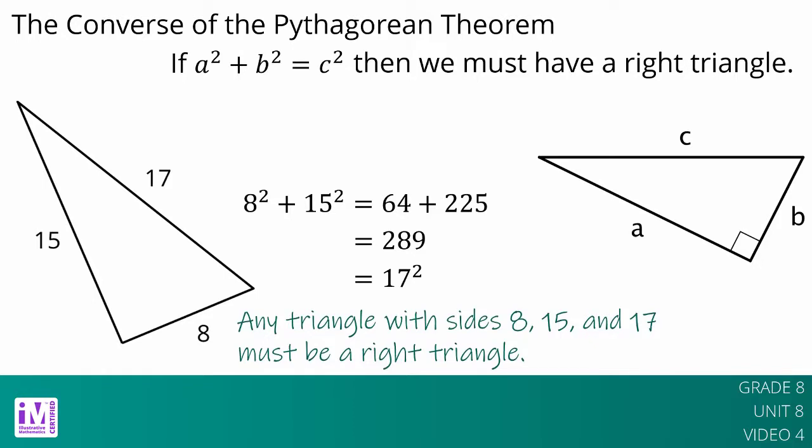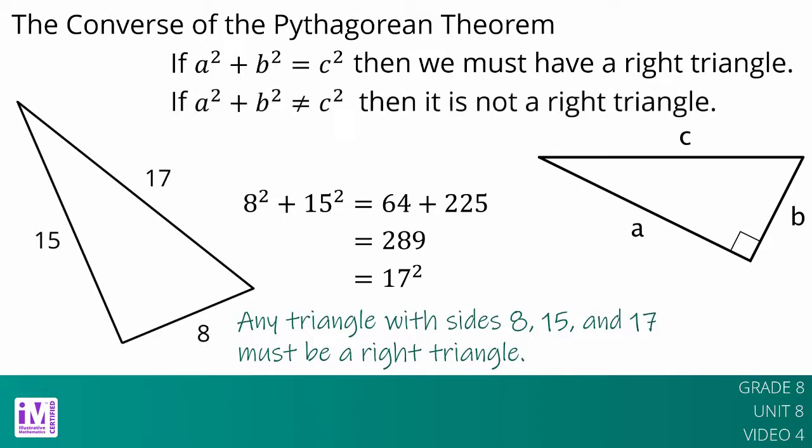Together, the Pythagorean theorem and its converse provide a test for checking to see if a triangle is a right triangle, just using its side lengths. If A squared plus B squared equals C squared, it is a right triangle. If A squared plus B squared does not equal C squared, it is not a right triangle.